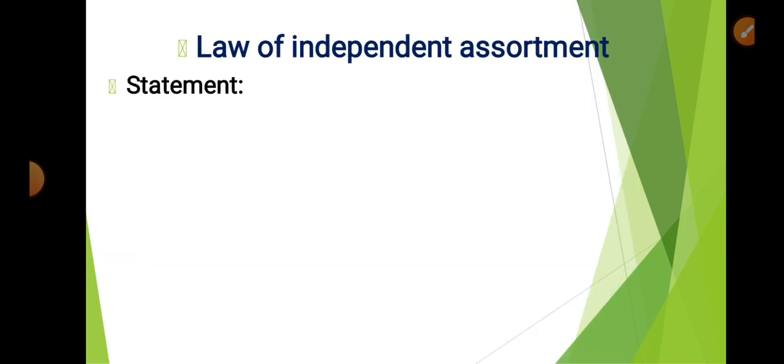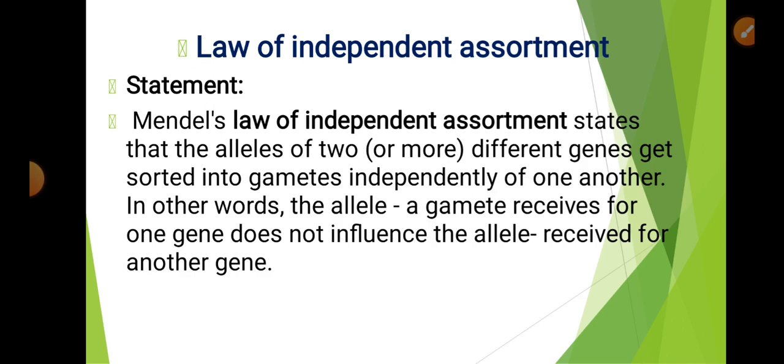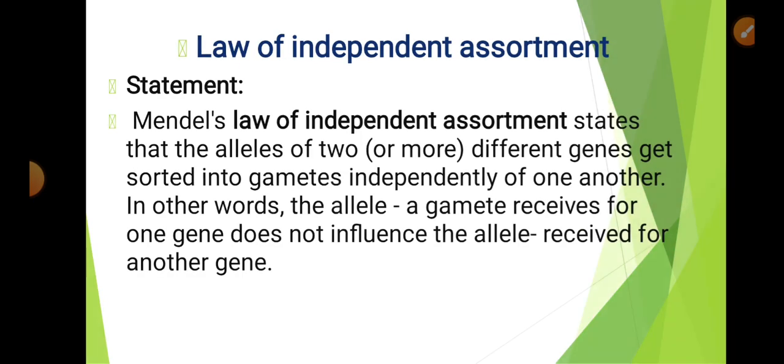Then the third law, that is the law of independent assortment. The statement of this law is: Mendel's law of independent assortment states that the alleles of two or more different genes get sorted into gametes independently of one another. In other words, the allele a gamete receives for one gene does not influence the allele received for another gene.